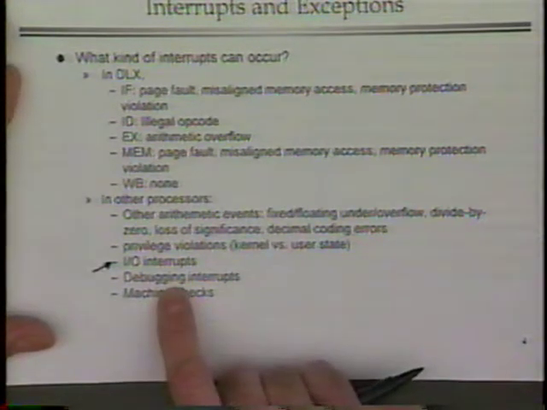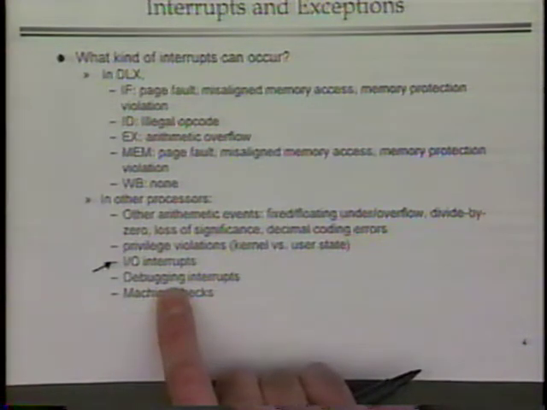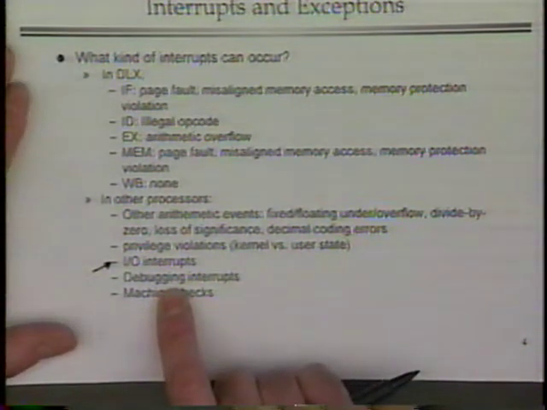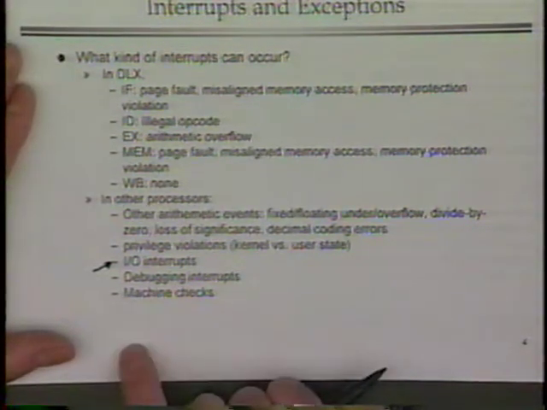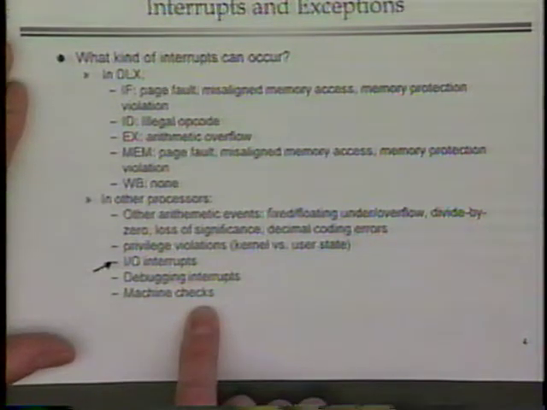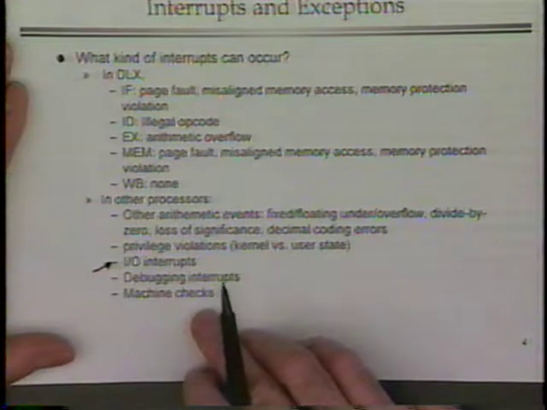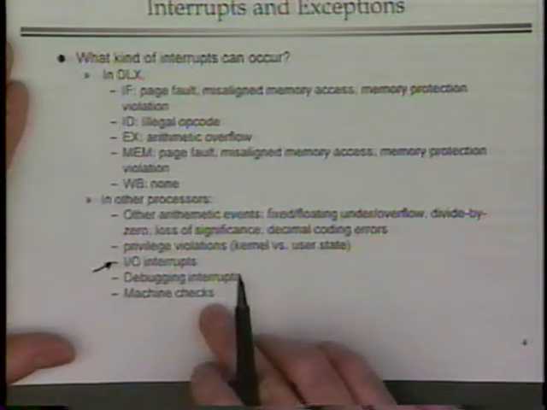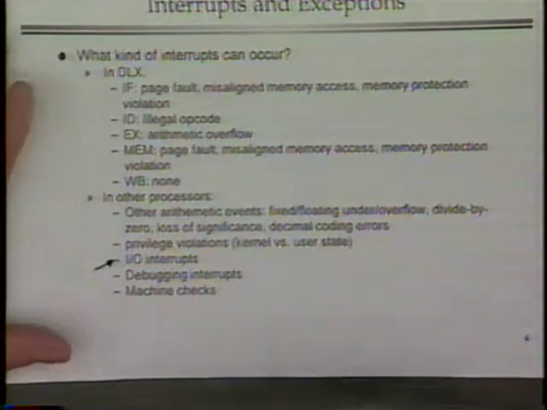There may be debugging interrupts. Lots of machines have special hardware that allow you to cause traps when particular events occur, like writing to a specified area of memory or even fetching an instruction. And then there are machine checks. There are self-checking features within the machines that may cause an interrupt to occur if something has been detected that represents a machine malfunction.